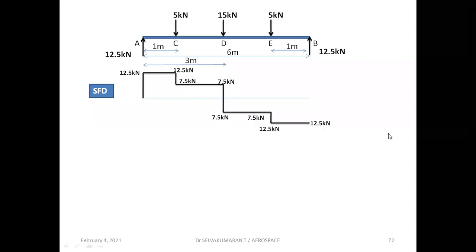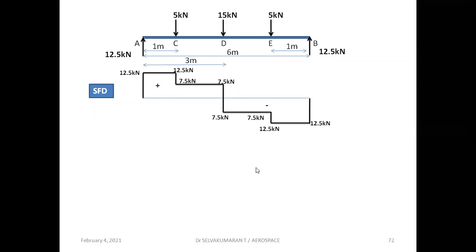Now, when you try to proceed from right hand side, for example, from right hand side, upward is negative, which is nothing but this magnitude equal to RB, that is 12.5. So minus 12.5 is the shear force at support B. So let's complete the diagram. So this is the positive shear force values and this is the negative shear force values.